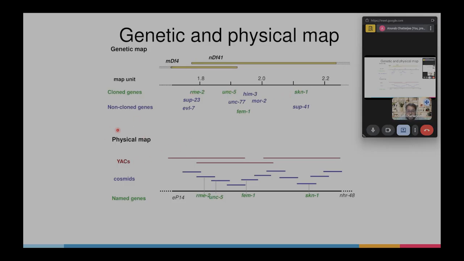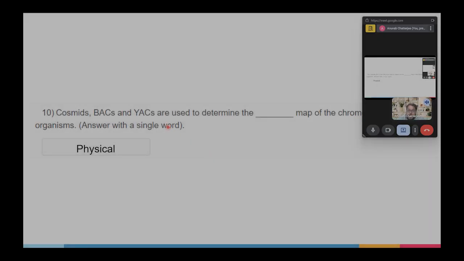The other one is the physical map, which is made with YACs, cosmids, all these vectors which can take huge inserts, and you can then sequence them to figure out the exact DNA sequence of the genome, and you know exactly where each gene is. So the genetic map has imaginary units based on linkage analysis and recombination frequency to give you an estimate of where everything is. The physical map gives you the exact DNA sequence via sequencing, so that you know exactly where everything is. So YACs and BACs were used to make physical maps of the chromosome.